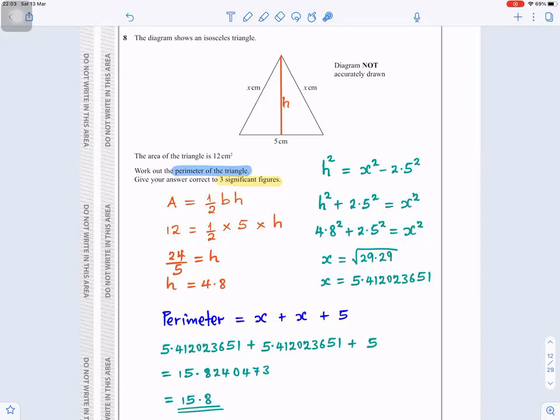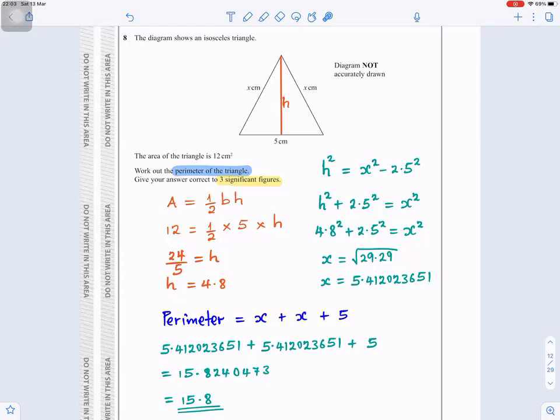So the formula for the area of a triangle is half base times height. Half times the base is 5, and the height is h because we don't know the height. We know the area is 12. So divide by 2 goes to the right, it becomes times 2. So 12 times 2 is 24. And times 5 goes to the left, it becomes divide. So 24 divided by 5 gives you 4.8. So the height of the triangle is 4.8.